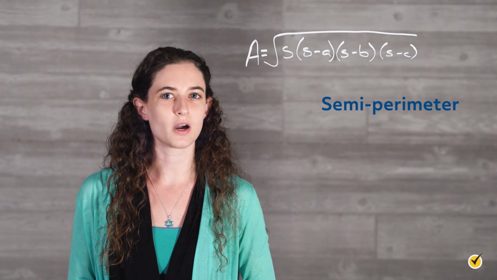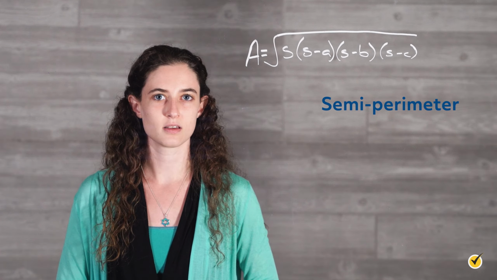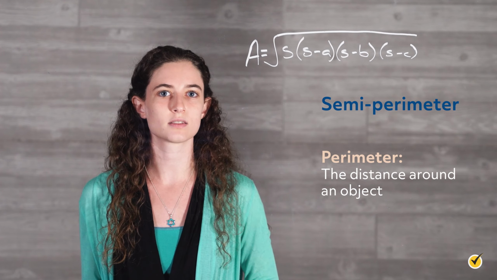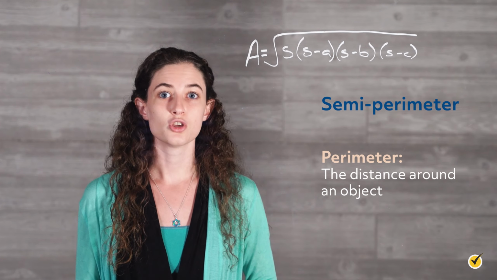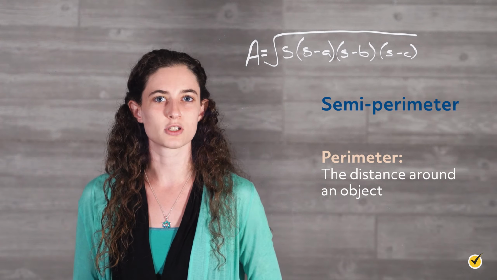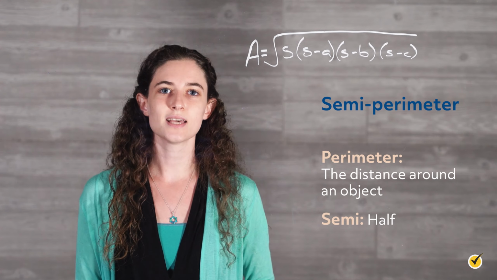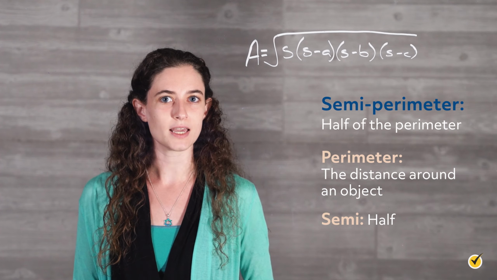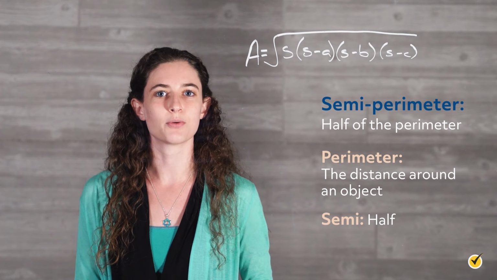Semiperimeter isn't something we come across often, so we need to break apart the word to figure out what exactly it means. We know that the perimeter is the distance around an object, so it is the lengths of all the sides added together. But what does semi mean? You may think of a semicircle to help you understand. A semicircle is half a circle, so in math, semi must mean half. Now that we know what each part of the word means separately, let's put it together. Semiperimeter must mean half of the perimeter.